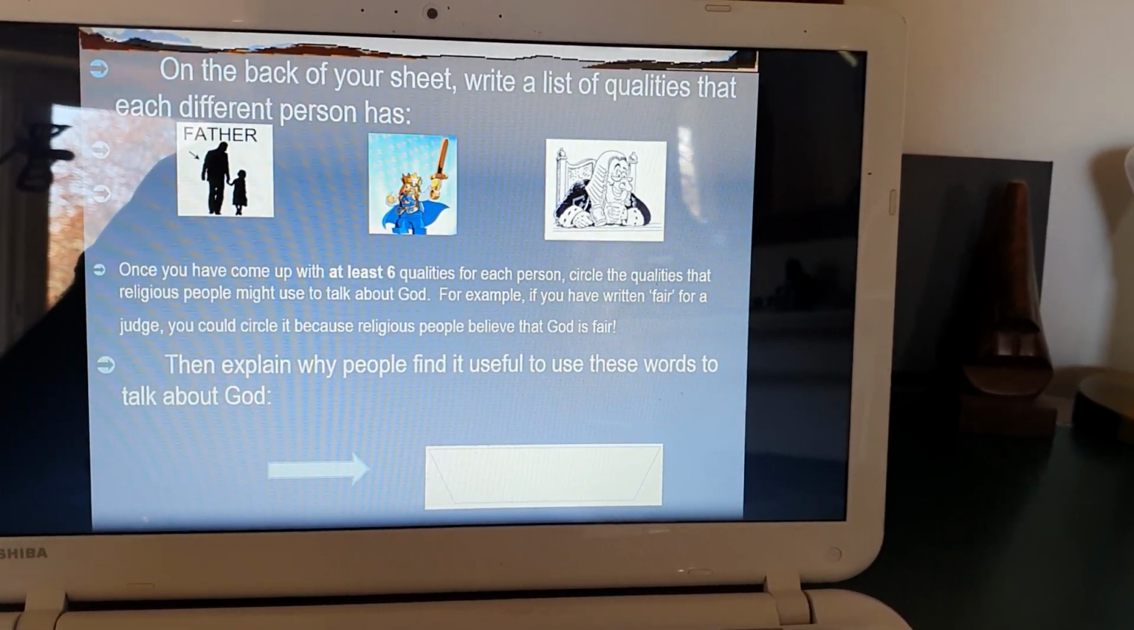So hopefully if you did that reasonably well, you'll have a big load of qualities around those characters, father, judge and king. And hopefully you've written stuff around them like a king is mighty and powerful, a father is caring and wants to teach you and guide you through life and stuff like that. And what about a judge? Should be honest and clever, I suppose, to work out what the truth is. And then if you circle the qualities that religious people would also use to describe God, you'd see that it's probably most of them. So that kind of gives you the answer in a way.